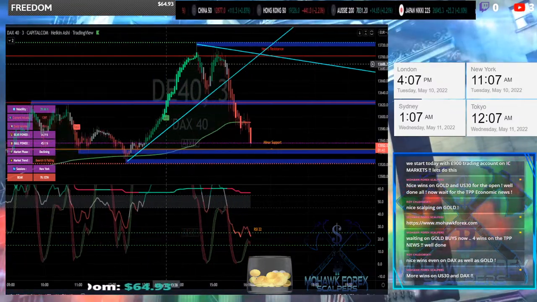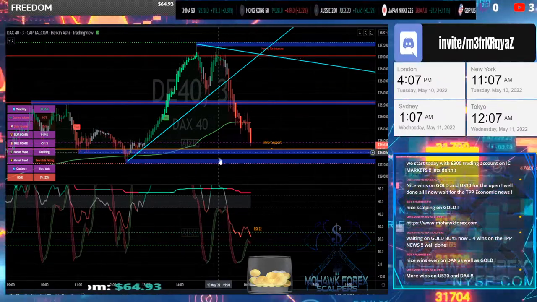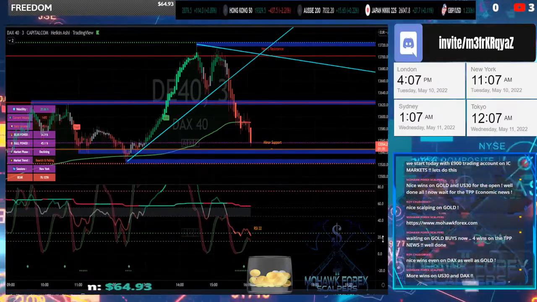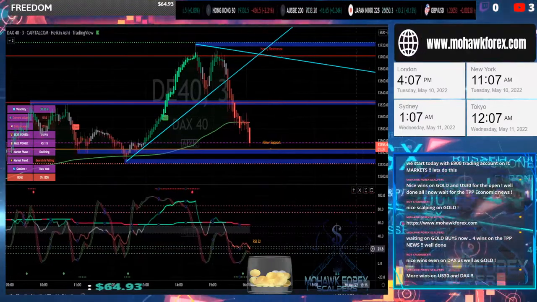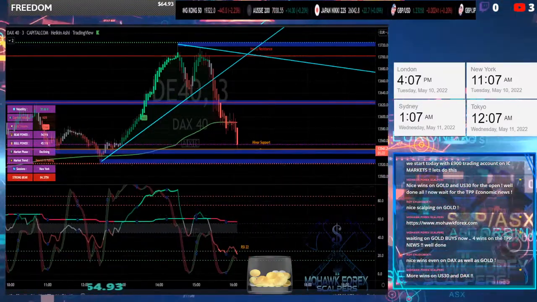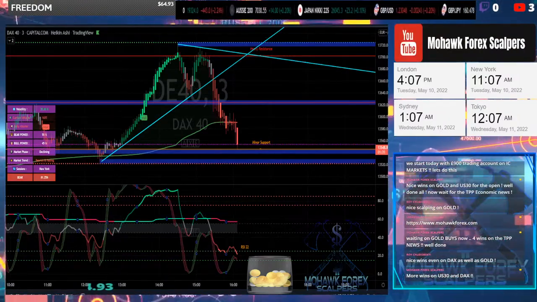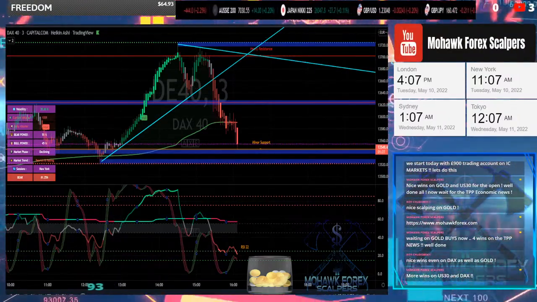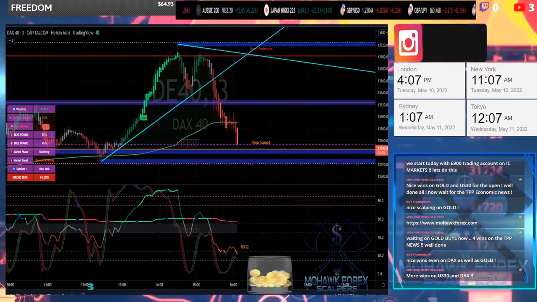Great example of a double top and jumping in using the RSI and the stochastic. So I hope that's helped some of you out there, true scalpers. Becoming a thing now, true scalping.